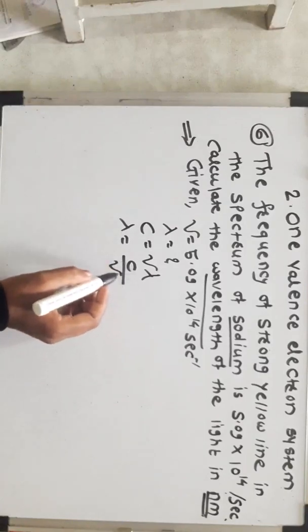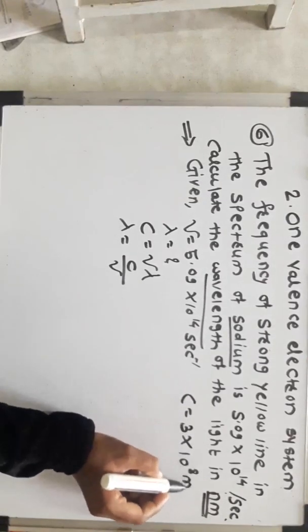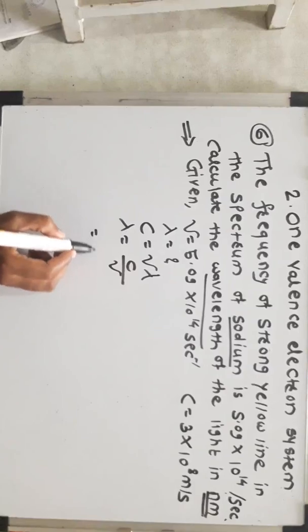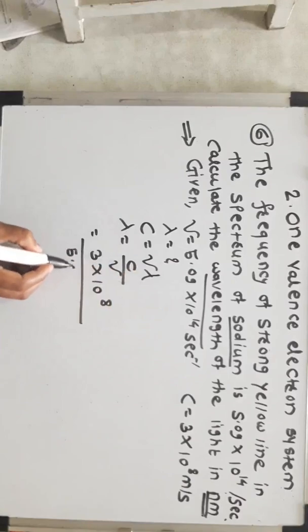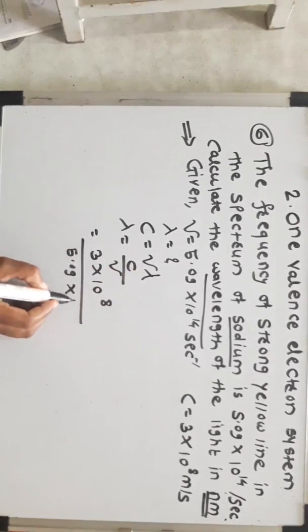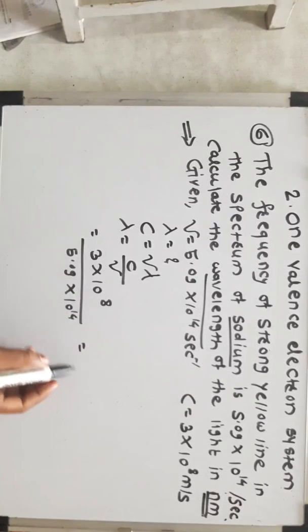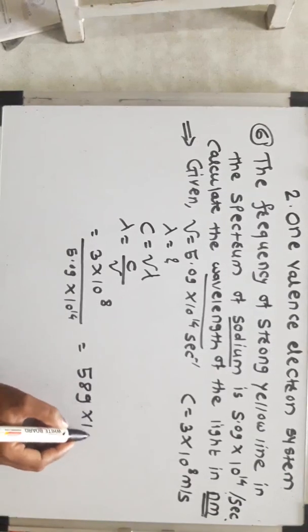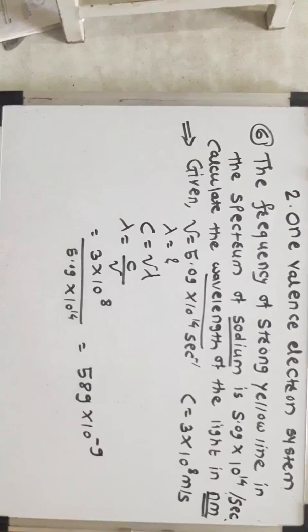You have to know that c is the speed of light, and its value is c = 3 × 10^8 meter per second. Therefore, 3 × 10^8 divided by this frequency, 5.09 × 10^14 per second. After this calculation you will get the value 589 × 10^-9 meter.